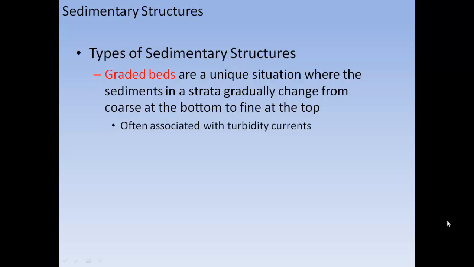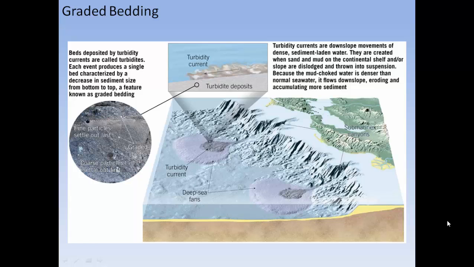Graded beds are a unique situation where sediments in strata gradually change from coarse at the bottom to fine at the top. We often associate these with turbidity currents. So here's our continental shelf, and our continental slope is the steep area, and then there are these submarine canyons coming off that shelf. Turbidity currents are a rapid movement of water mixed with all kinds of materials flowing down this canyon and then depositing this mixed up material down here. But this material gets graded, with the larger particles at the bottom and smaller particles above.